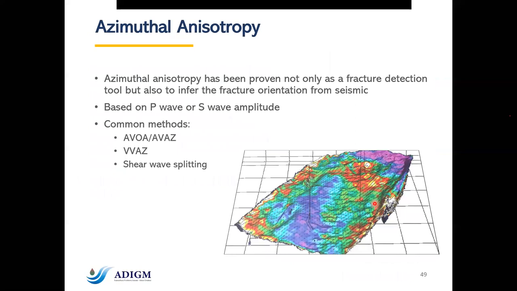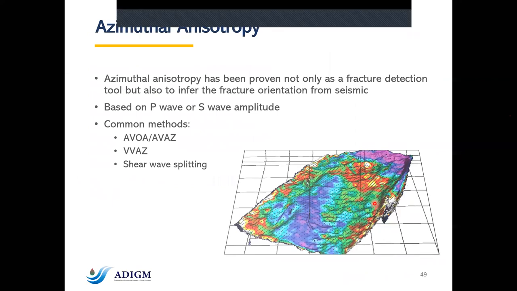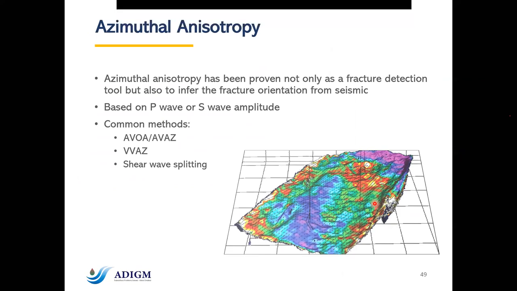But azimuthal anisotropy requires special methods. This is a very good approach. It's proven not only for fracture detection, but we can also identify the fracture anisotropy or orientation from the seismic. But it requires the analysis of the P wave and S wave altogether. The common methods for this are AVOA and AVAZ, and also velocity variation with azimuth and shear wave splitting. I'm very sorry that I cannot explain it in detail, as this is not my specialization. But there is plenty of literature published in journals about the use of these methods in fracture detection.